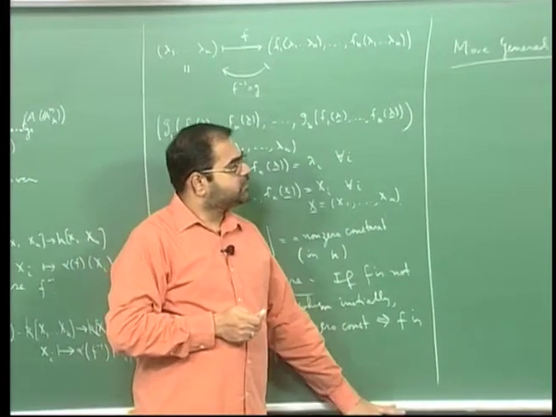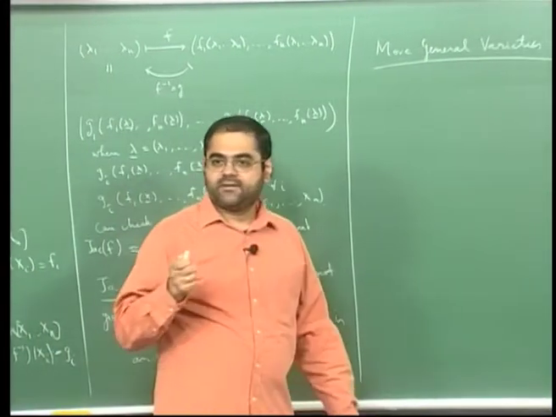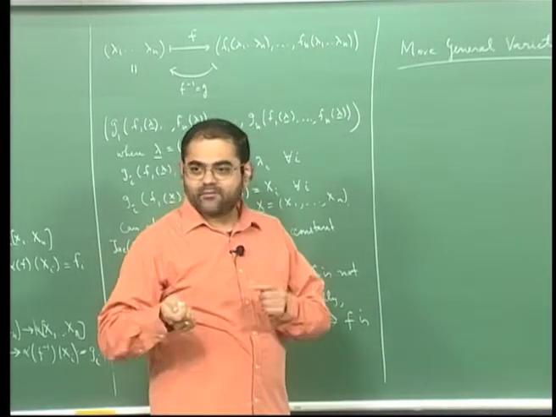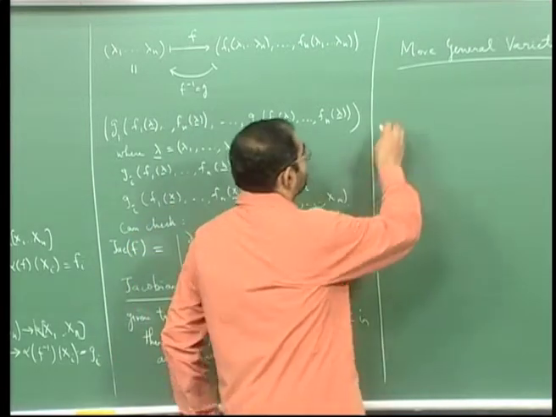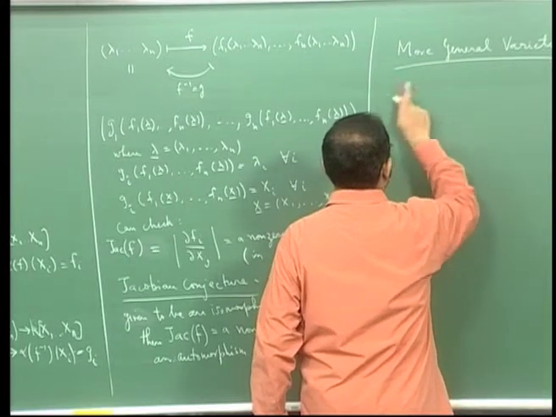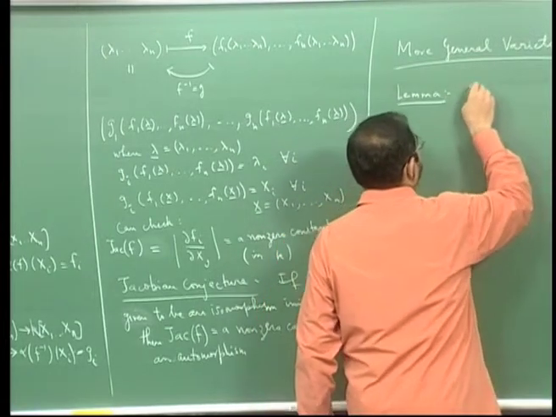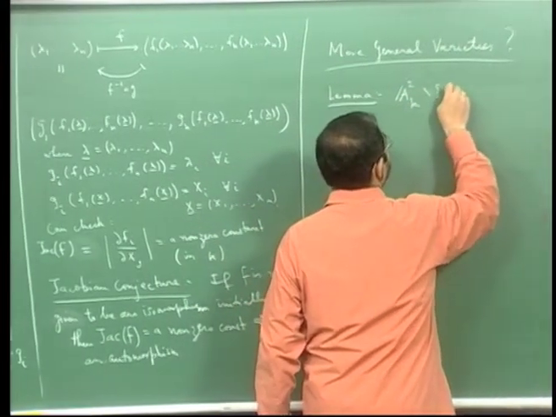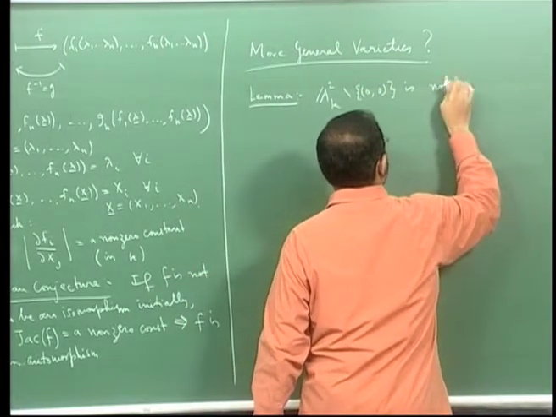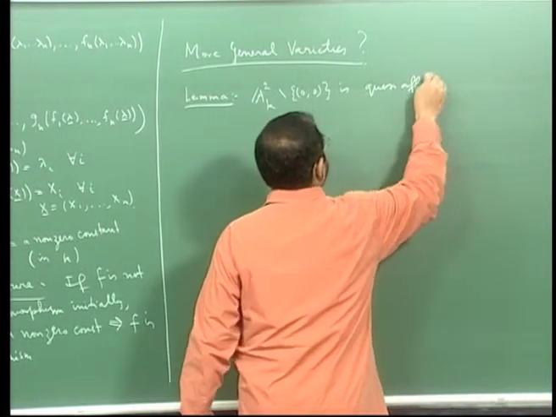Now the question you can ask is, are there quasi-affine varieties which are not affine? So I want to give an example of such a specimen, just to tell you that there are quasi-affine varieties which are not affine varieties. So here is a fact, here is a claim, or I can just put it as a lemma. A^2_k minus the origin is quasi-affine but not affine.